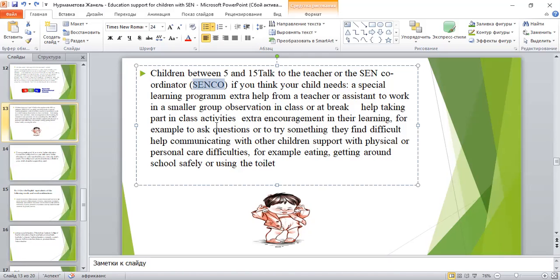extra help from a teacher or assistant to work in a smaller group, observation in class or at break, help taking part in class activities, extra encouragement in their learning, for example to ask questions or to try something they find difficult, support communicating with other children, support with physical or personal care difficulties, for example eating, getting around school safely, or using the toilet.